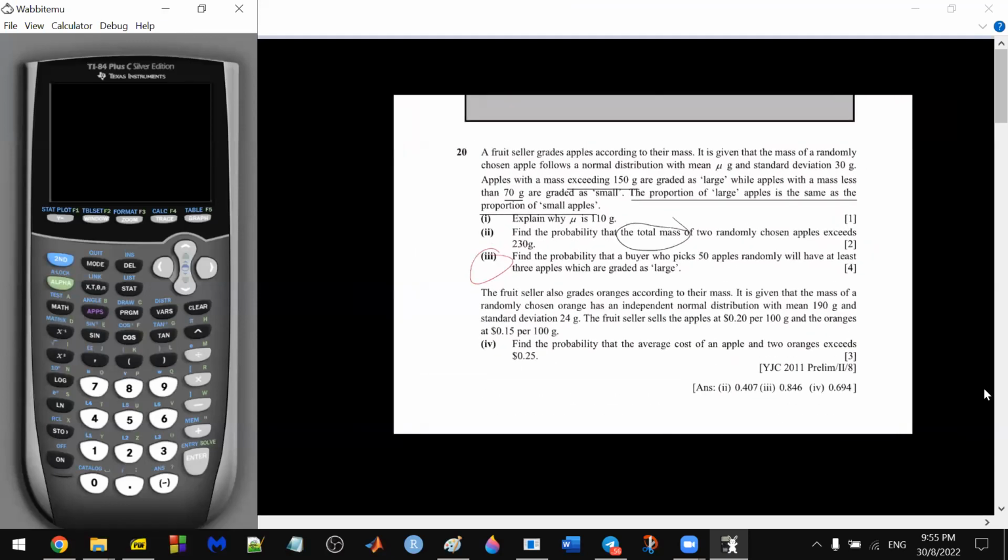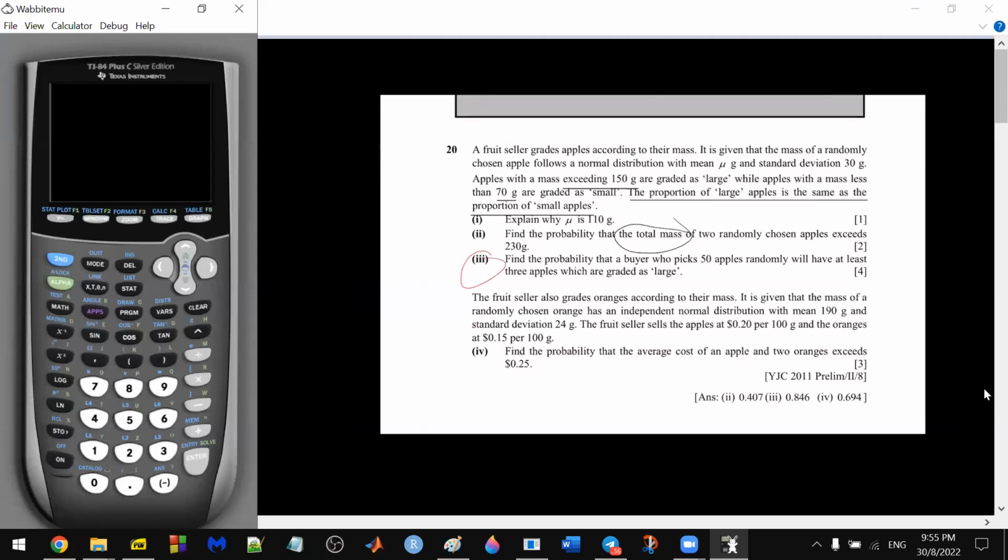Fruit seller, they grade the apples according to their mass. It is given that the mass of a randomly chosen apple follows a normal distribution with mean mu grams and standard deviation 30 grams. Apples with a mass exceeding 150 are large. Mass less than 70, small. The proportion of large apples is the same as the proportion of small apples. Explain why mu is 110.